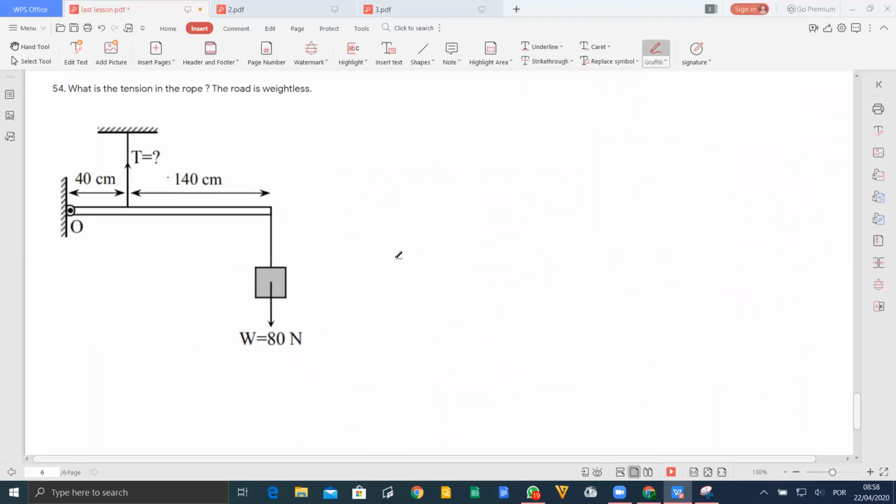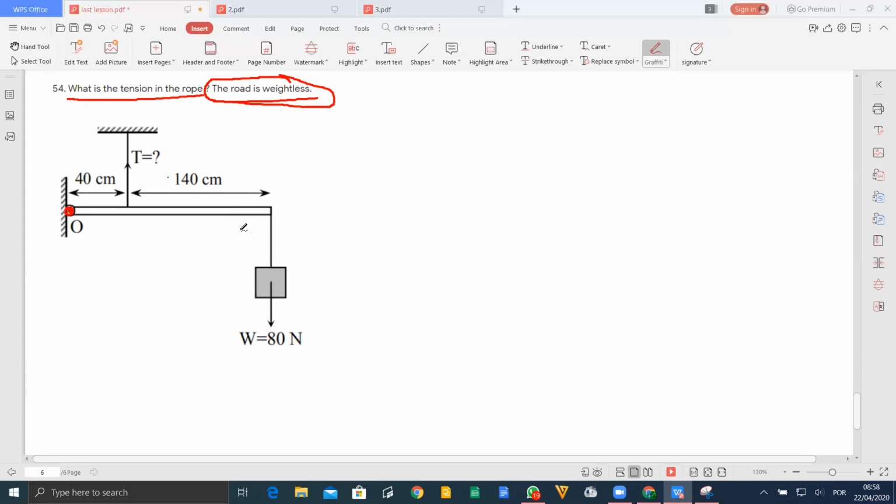And this question is related to equilibrium, but for the second condition: what is the tension in the rope? The rod is weightless. We will not consider a weight in the middle of the rod, because we ignore the weight. This point is the pivot, and the system will turn around this point. According to this information, we see only two forces: one is the tension force in the rope, and the second one is the weight of this object.